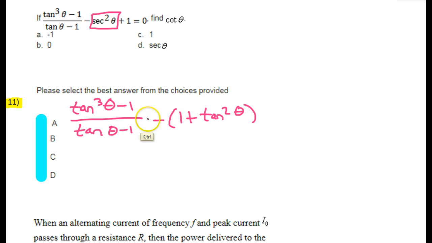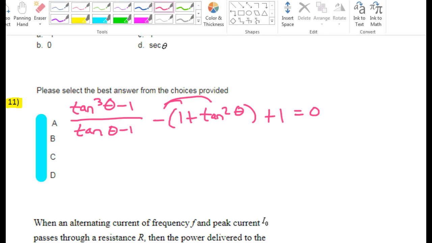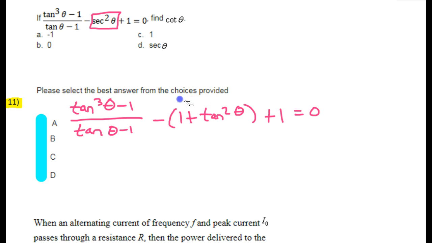Got to use parentheses. A common mistake is not putting parentheses, but you will get the wrong answer. So now I'm just picking up where I left off. Plus 1 is equal to 0. Okay, so because of the parentheses, now I can see that I have to distribute this minus sign. I don't feel like rewriting the entire thing. So if I distribute the minus sign, it'll be minus 1 and then minus tangent squared. So I'm just going to fake it. Okay, see there, I distributed the minus sign.